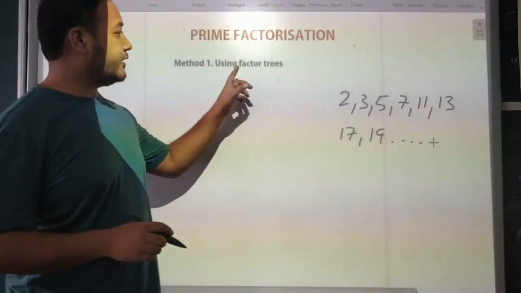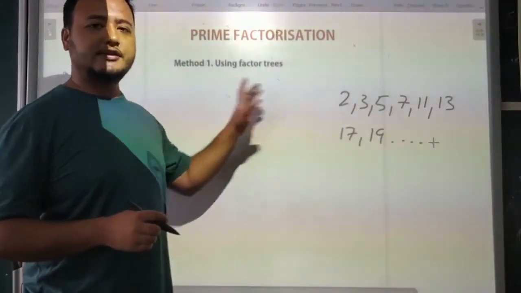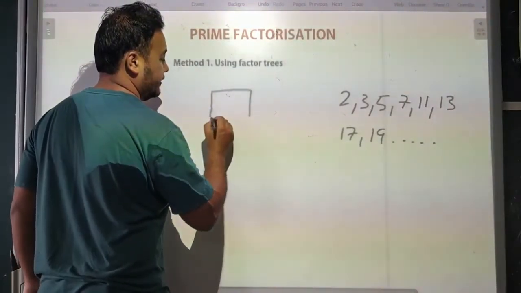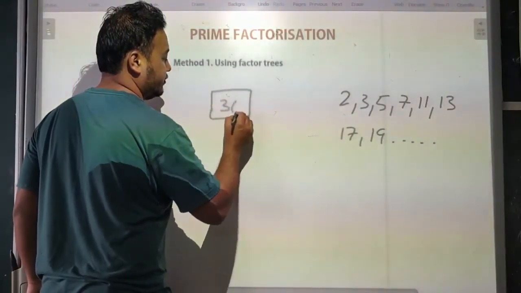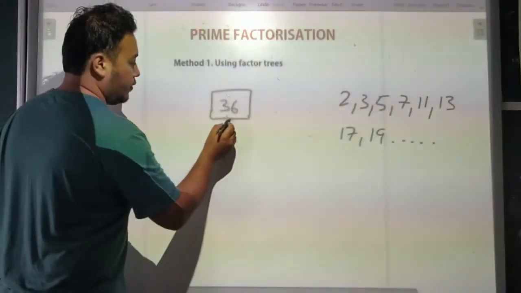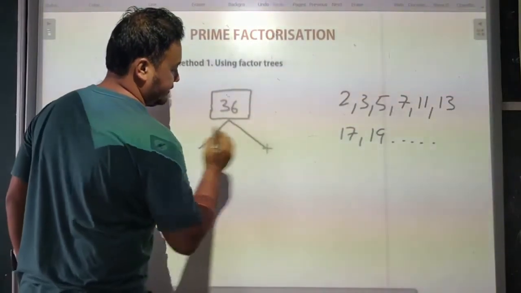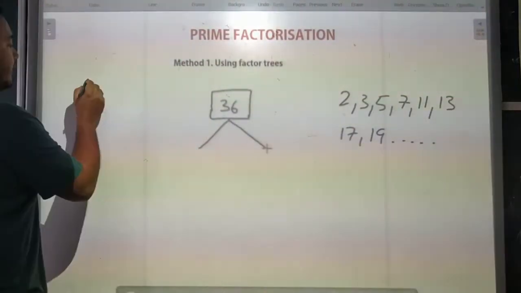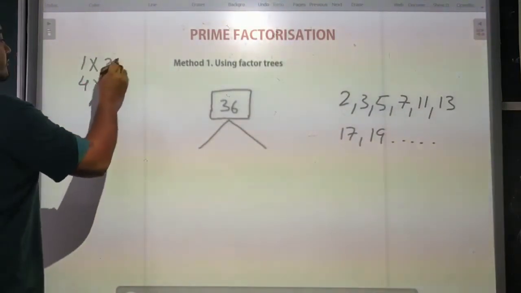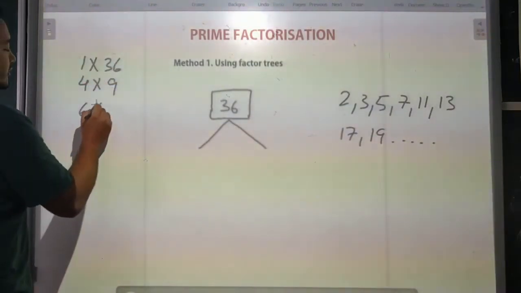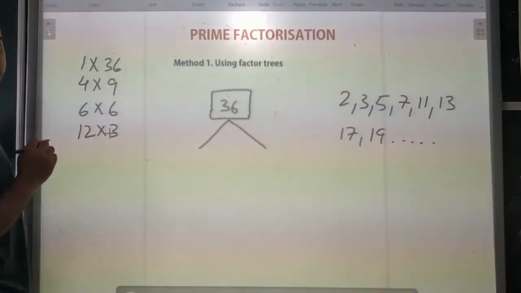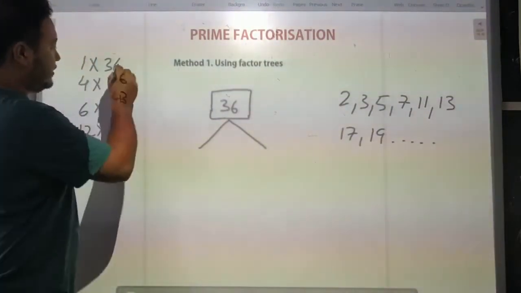Okay? So let's see how we can break a number into its prime factors. Now the first method is using factor trees. Now let's see what factor trees are. Okay, let's say the number that we had is 36. So I'm just going to write it in this box here. Okay? Now what two numbers can I multiply to get 36? You know there are several pairs. We had 4 into 9. You had 1 into 36. You had 6 into 6. You had 12 into 3.